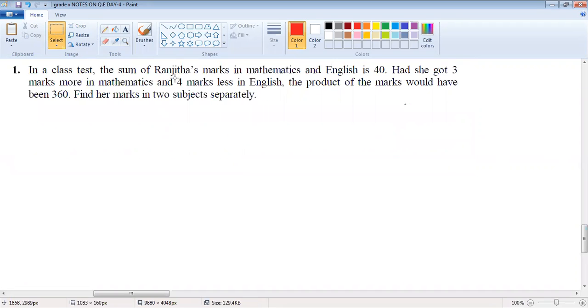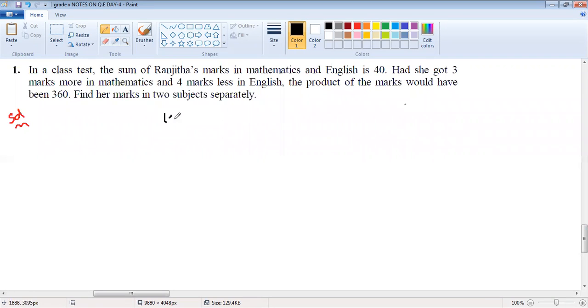In a class test, the sum of Ranjita's marks in mathematics and English is 40. Actually, we have done it, but this is like a quadratic formula method. At least we'll do a quadratic equation. Then after that, you know how to do this one. So in a class test, the sum of Ranjita's marks in mathematics and English.